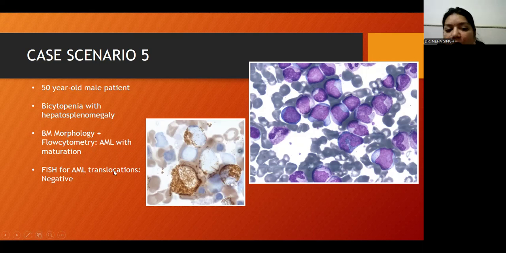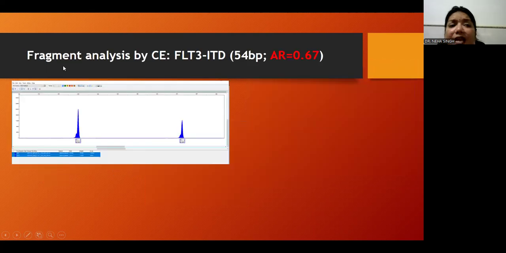The FISH for the common AML translocations came out to be negative. We usually do a fragment analysis for the common AML mutations because it takes time to do NGS.